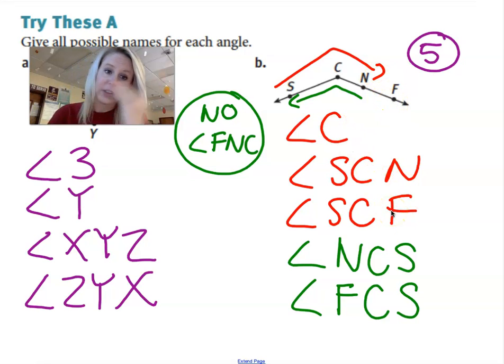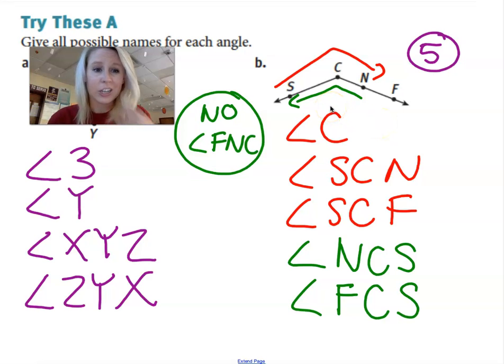And then I have to kind of go the other direction. So I'm going to start over here with point N and go N, C, and then S. And then lastly, to not use the point N and use the point F, you can say F, skip over that C, and then S. All right, so those are the 5 ways to name it.